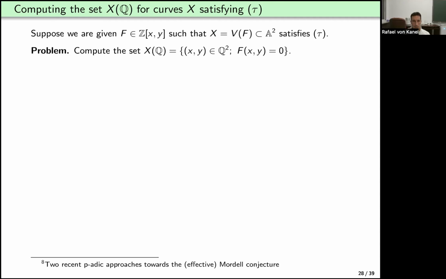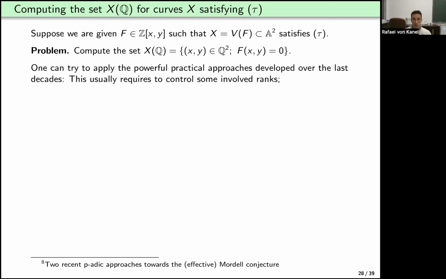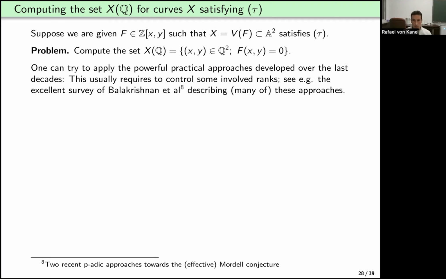And for this, somehow we have to look at the following problems. So we would like to compute this set X(Q) when X satisfies criterion tau. For example, one can try to use these powerful practical approaches which were developed over the last decades. This usually requires controlling some involved ranks. A good, excellent survey of this can be found in a paper of Balakrishnan and other people, where they describe many of these approaches.